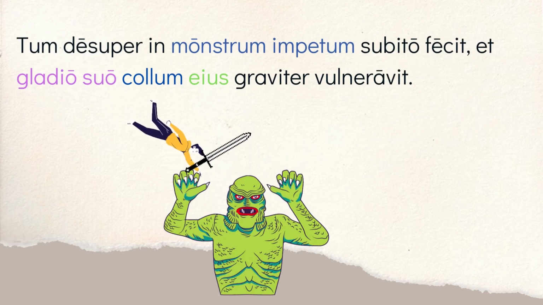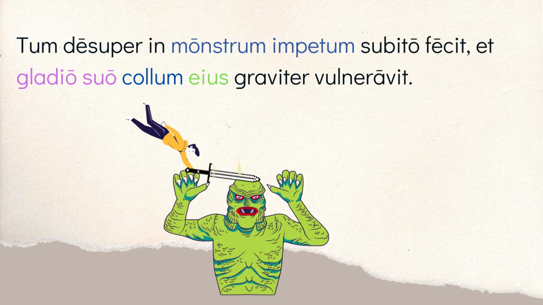Then you have: tum, desuper, in monstrum impetum subito fecit, et gladio suo collum eius graviter vulneravit. So you have then, right? Desuper means above, so he's above the monster, he's flying. He suddenly made, subito fecit, an impetum, an attack in monstrum, at the monster. So he's hacking at it with his sword is kind of the idea.